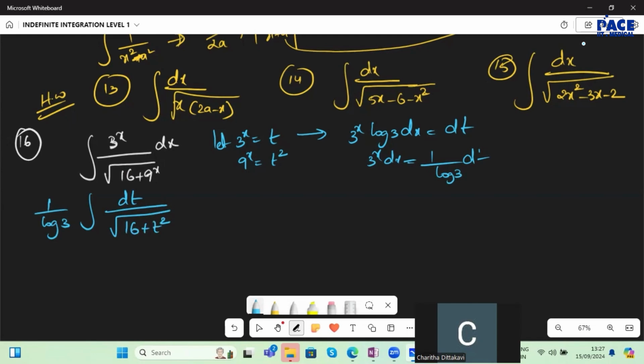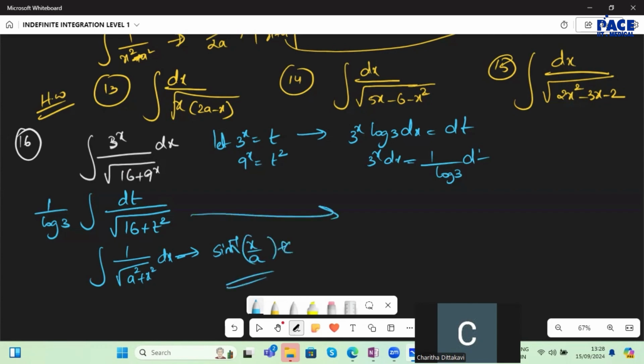Now, which form do you find here? Integral of 1 by under root of a square plus x square dx, isn't it? That is nothing but sinh inverse of x by a plus c. So from here, what do we end up with? 1 by log 3 into sinh inverse of t by 4 plus c. That t is what you can just replace back again, hence your answer.